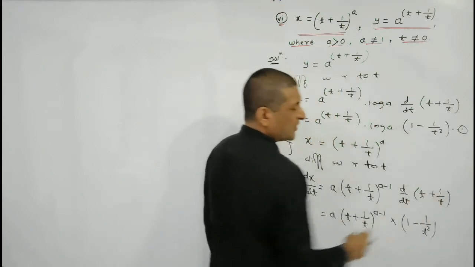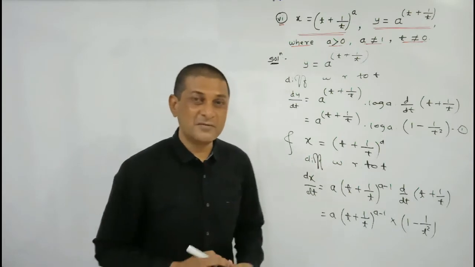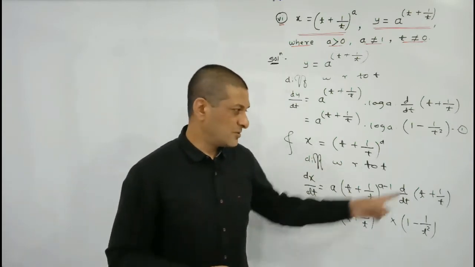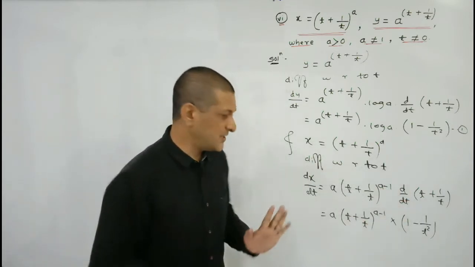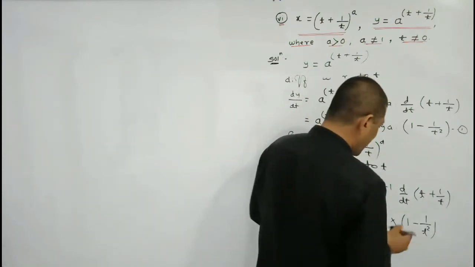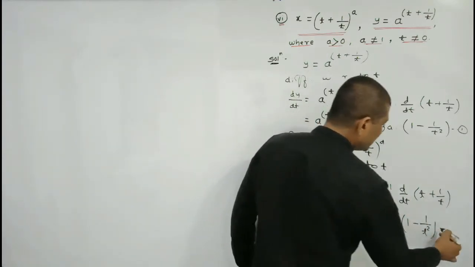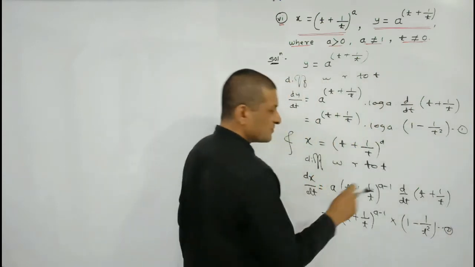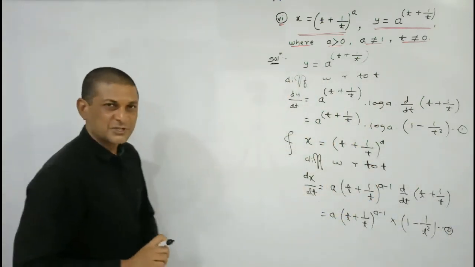We have a formula to find the differentiation of 1 by x. Its derivative is what? Minus 1 upon x square. So the derivative of 1 by t is minus 1 upon t square. So nothing is there to simplify. That's why we can say that this will be the value of dx by dt. Just simply I am denoting it by equation number 2.